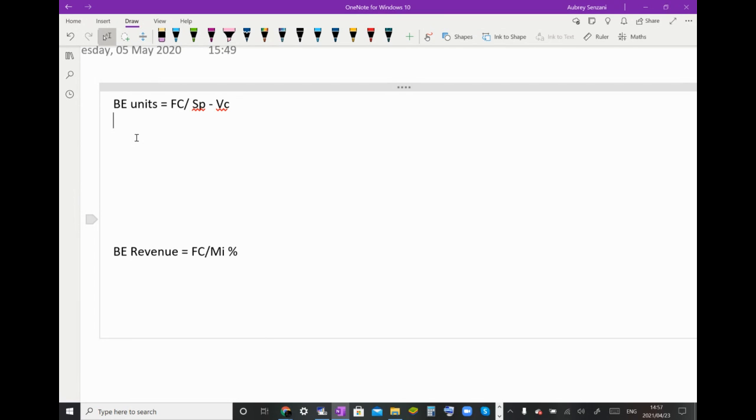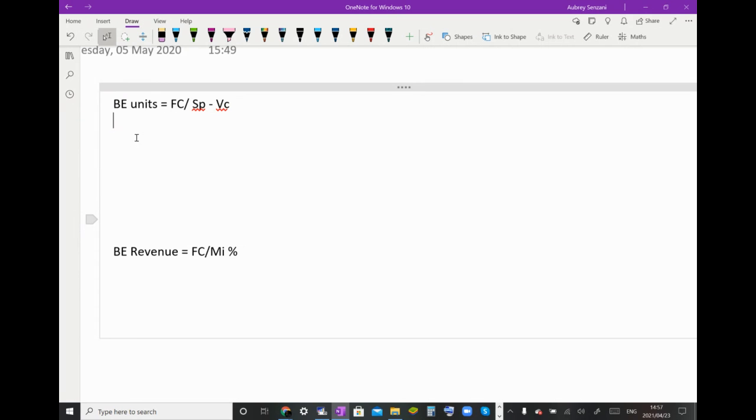Then calculate the break-even point in sales revenue. Again, whatever you calculated in the first, you can then say times your selling price, in other words, times 400 rand. Then you get your revenue break-even point. Alternatively, you can use the formula: fixed cost divided by your marginal income ratio.